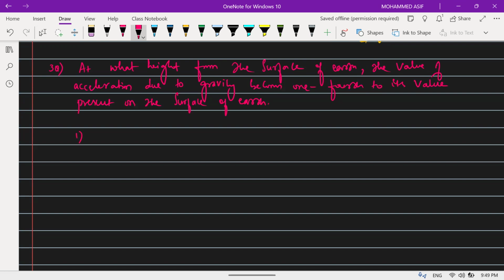Okay. First option is root 2 R. Second option is R by root 2. Third option is capital R. And fourth option is R divided by 2. चलो जल्दी try करो. At what height from the surface of the Earth, the value of acceleration due to gravity becomes one fourth of its value present on the surface of your Earth.